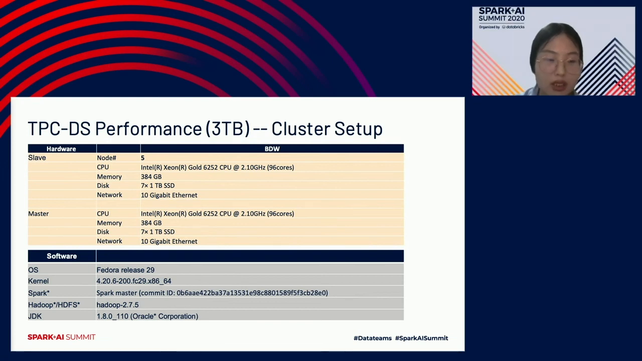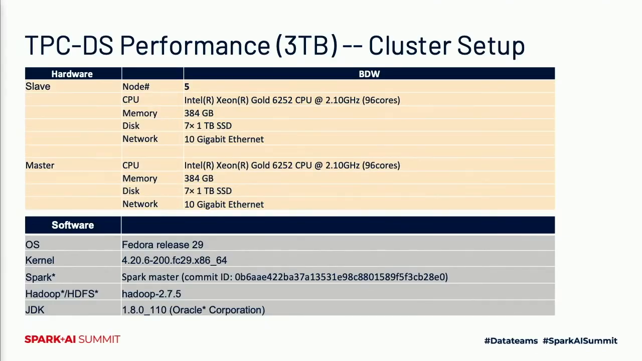Here is the cluster setup for the test environment in 3 terabytes TPC-DS. In our test, we have 5 server nodes with the Intel Cascade Lake CPU. It has 96 cores, 384 gigabytes memory and 7 SSDs. And the network is 10 gigabytes. And we run the Spark master with the commit ID 0B6AAE.